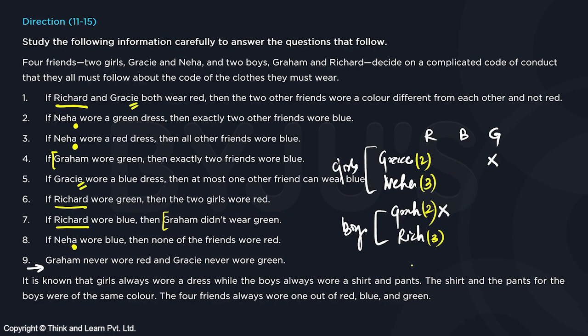Let's also try to find out 2 statements which are kind of contradicting each other. For example, we have got Richard can wear red, Richard can wear green, Richard can wear blue. So we have 3 possibilities for Richard. What about Neha? Neha can wear green, Neha can wear red, and Neha can wear blue, right? And for Neha, if Neha wears a red dress, then all other friends wear blue.